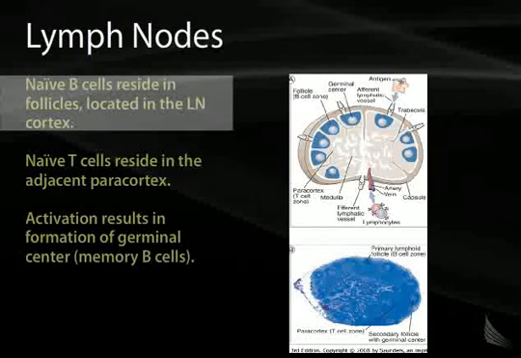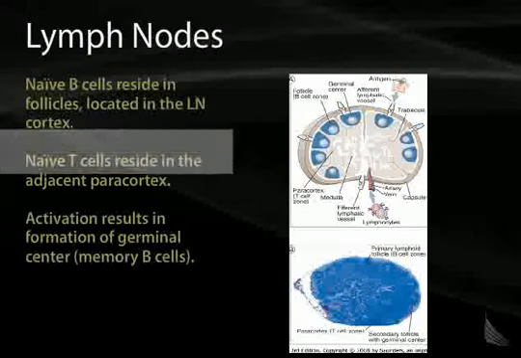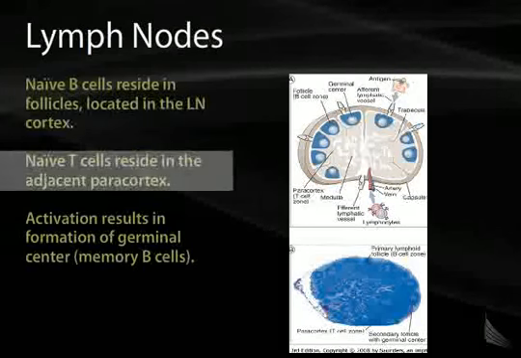Now, within the follicle, there's a more concentrated area called the germinal center, and this is, again, another site of antigen processing. Now, moving down through the lymph node once you pass the follicles, immediately interior to that we have what we call the paracortex or the T cell zone. And as the name suggests, that's where the T cells live.